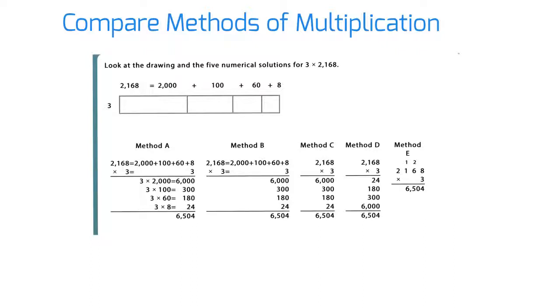And E would be the only one that does not show. So something different in method E is it does not show the partial products, but if I look at it sideways, I can see some of those.